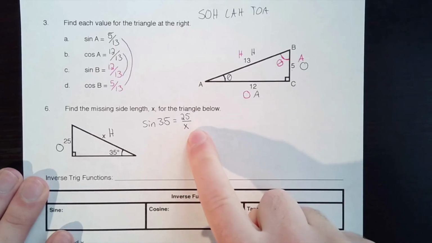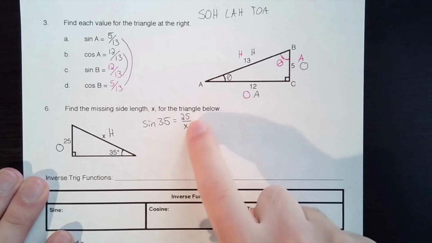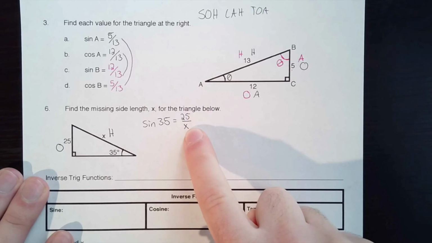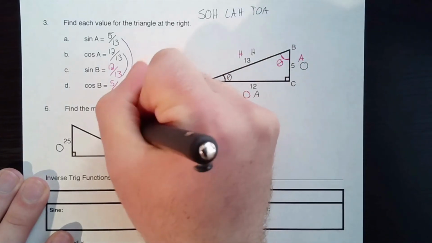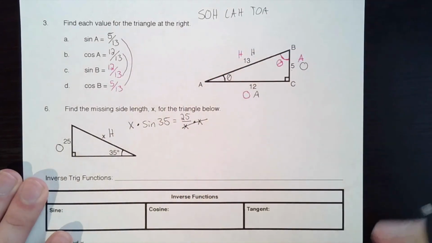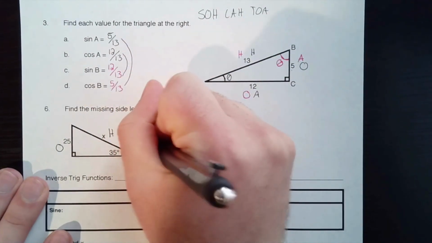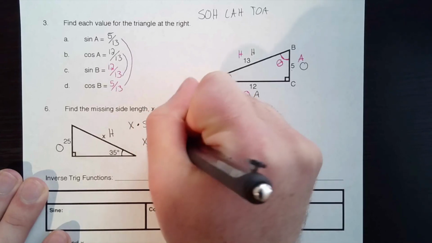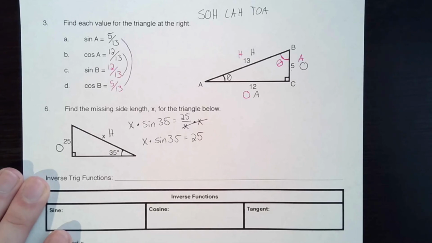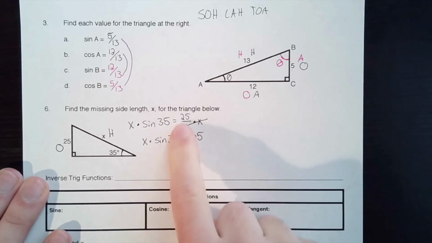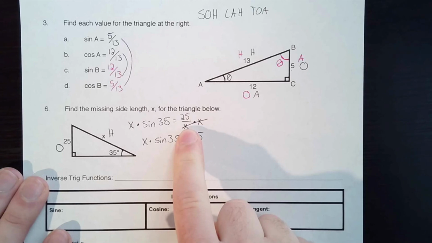Now, because the variable is in the bottom of that fraction, I have to be very careful how I solve this. When I have anything in the bottom of a fraction, whether it's a number or a variable, the first thing I'm always going to do is multiply by that piece that's in the denominator. So here I am going to multiply by x. Even though I'm trying to solve for x, I'm going to move it to the other side, and you'll see why here in just a second. I have x times the sine of 35 is equal to 25. So what I just did is I got rid of the fraction, which is important because now I can get x by itself. I was not able to get x by itself when it was in the bottom.